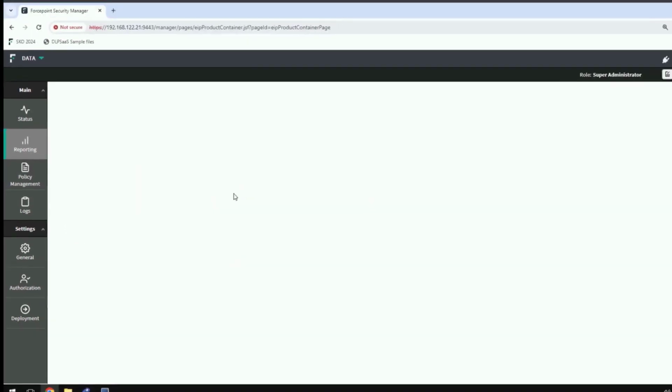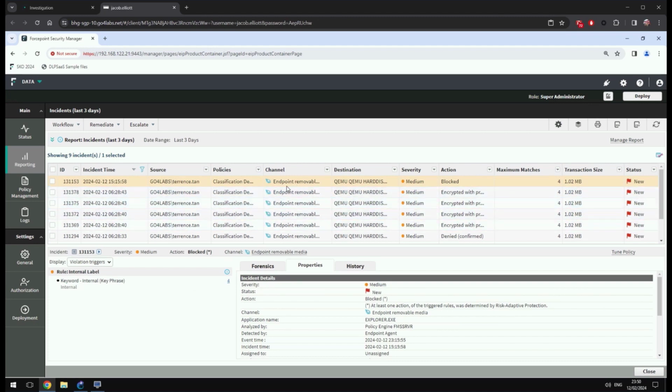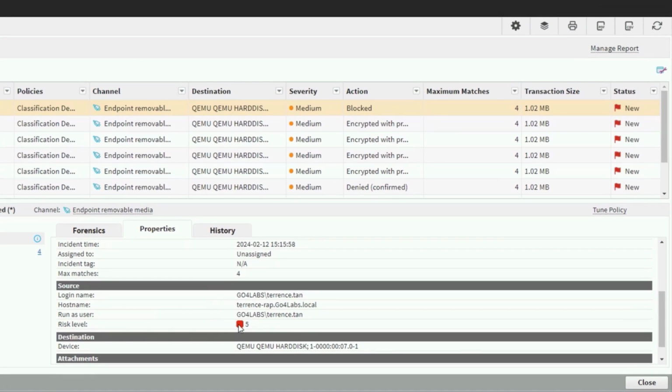Now, taking a look at the incident reporting view, we can identify various incidents that have occurred. When we take a deeper look at this one, we see a block action has occurred because the user's risk level is at the highest stage. This is an indicator that this is a critical user, and because of that, that user is receiving blocked actions for their exfiltration activity.